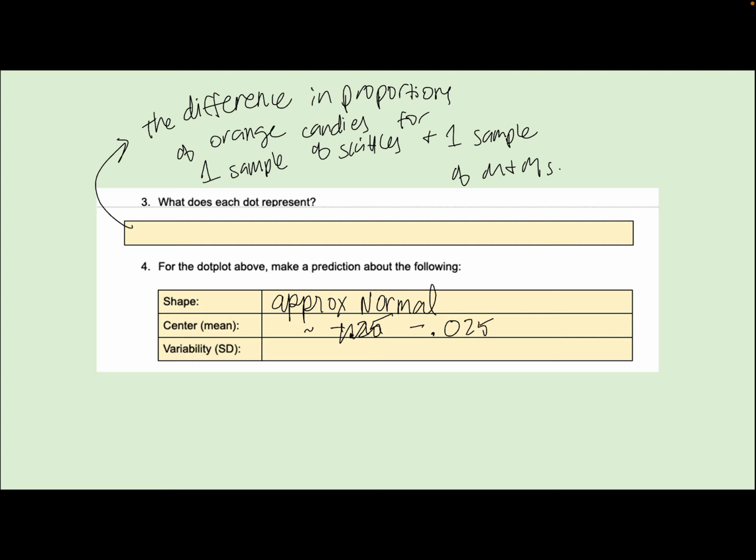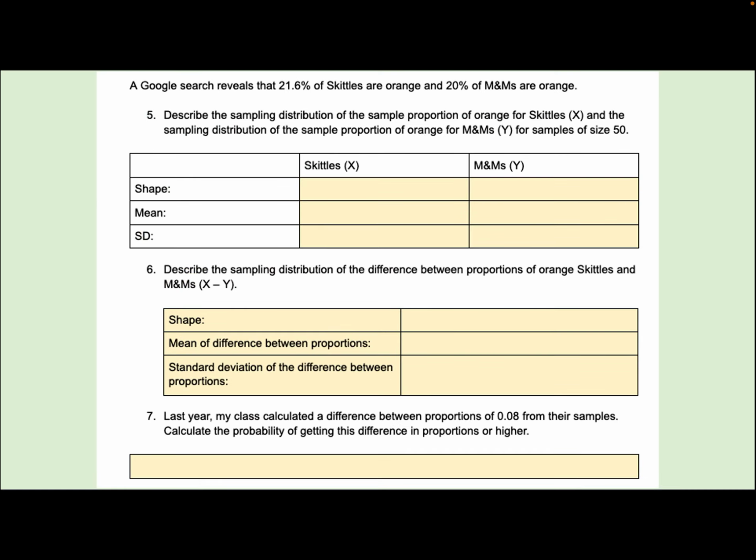And then looking at our standard deviation, just a quick reminder on standard deviations. 68% of your data has to fit within one standard deviation of the mean. So just trying to estimate where that might be. It looks like maybe around 0.05. These are just estimates. We'll get our specific values in a bit once we get some formulas. All right, let's keep going.